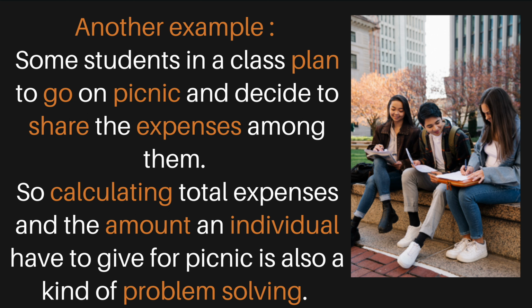You will estimate the expenses. You'll write down all the things you are going to do and the expenses associated with those activities. Then you will distribute them equally among your friends, including you, saying this is the amount everybody needs to contribute to make this picnic successful. So in some sense, you are also solving a problem here, right?